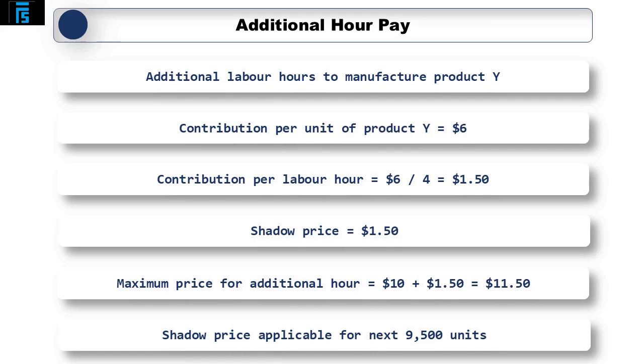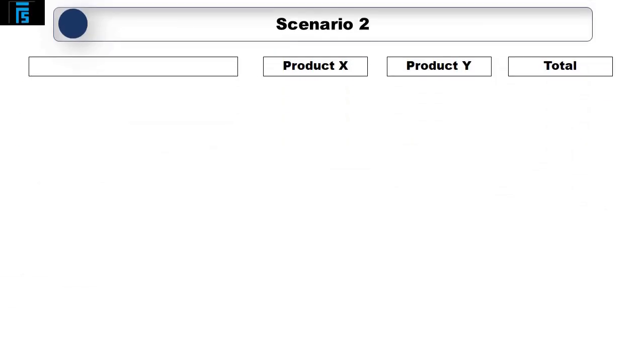9,000 units of Y multiplied by 4 hours. Now that we have looked at calculating the shadow price for a single limiting factor, what happens when we have multiple limiting factors? Let's consider the following scenario.